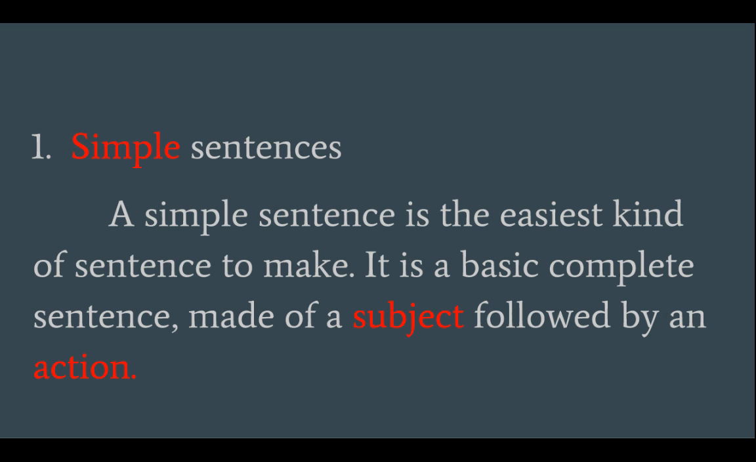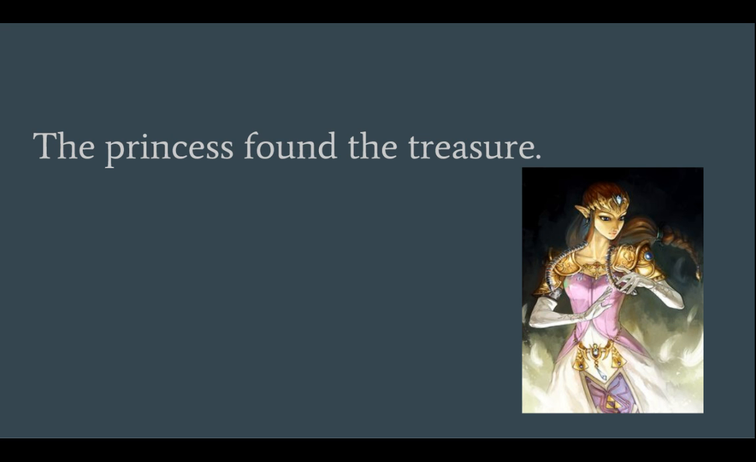A simple sentence is the easiest kind of sentence to make. It's a basic complete sentence made of a subject followed by an action, like we talked about before. So, another example of this. The princess found the treasure. The princess is your subject. Found is your action. The princess found the treasure.